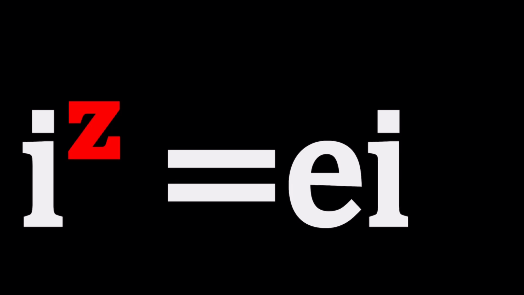Everyone, in this video we're going to be solving a very exponential equation with imaginary numbers and an irrational number, or should I say transcendental number, or should I say Euler's number. Anyways, you got the whole thing: i to the z equals e i.